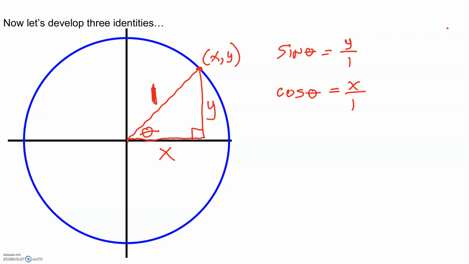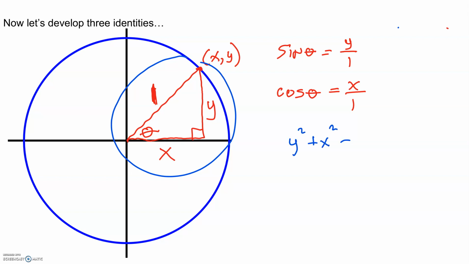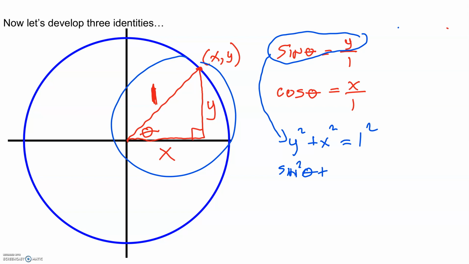Now, I can also, in this problem, notice that in this triangle, I can do a Pythagorean theorem, right? Y squared plus x squared is equal to 1 squared, right? Pythagorean theorem. And over here, you'll notice that y is equal to sine. So I can change this y to be sine. So there's sine squared of theta. X is equal to cosine. I can plug that in for the x. And 1 squared is just 1.